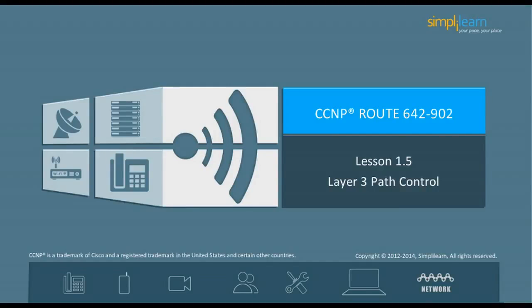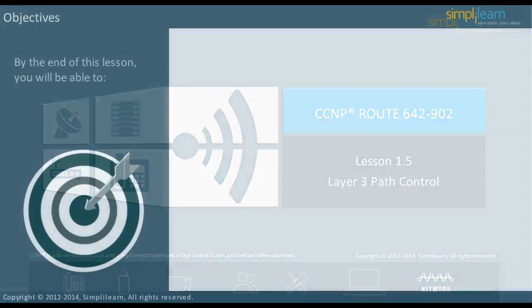The last lesson focused on BGP. This lesson focuses on Layer 3 path control. Let us begin with the objectives of the lesson in the next slide.